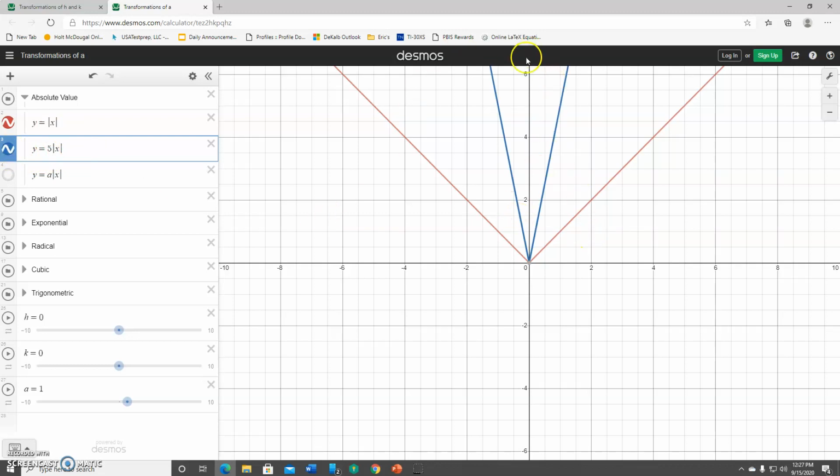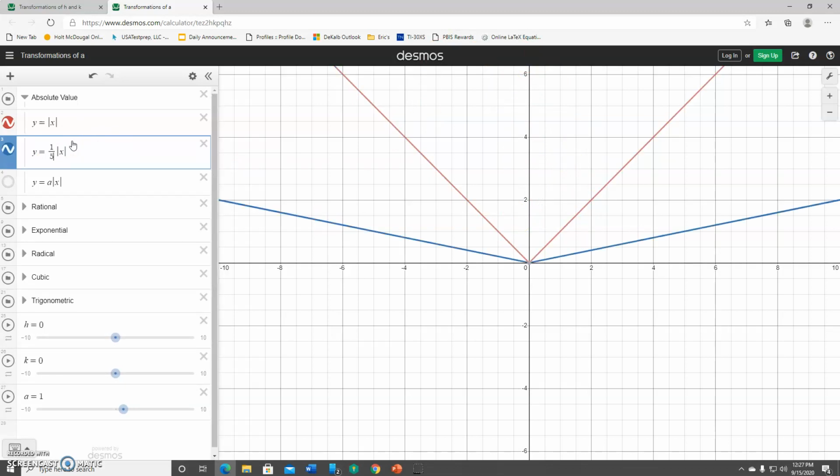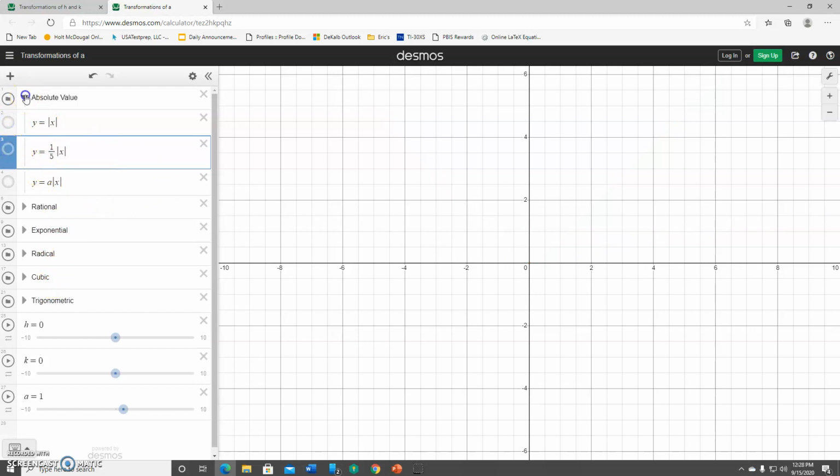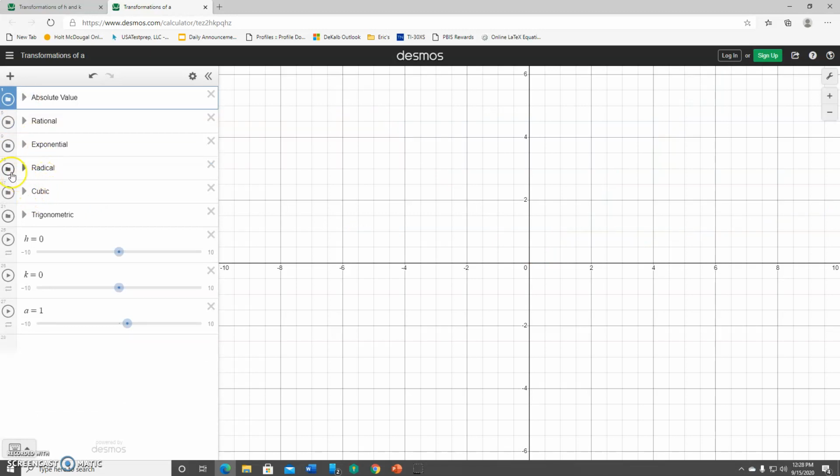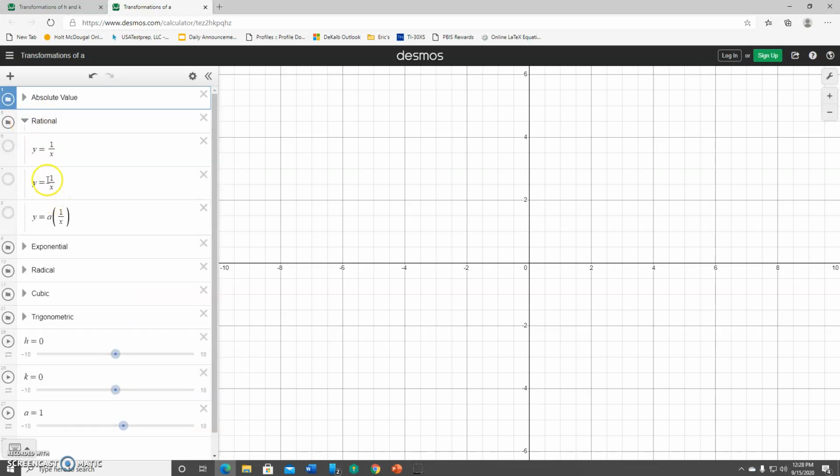There's our stretch. If it was, say, 1/5, there's our compression. So again, with any one of our functions, the same occurrence will occur. Let's try it with a different function. Let's do the exponential. Let's go down, rational. All right, same situation. There's our picture. So now let's see what a compression and stretch would look like.